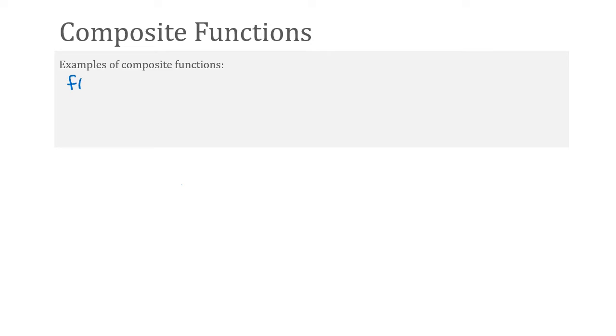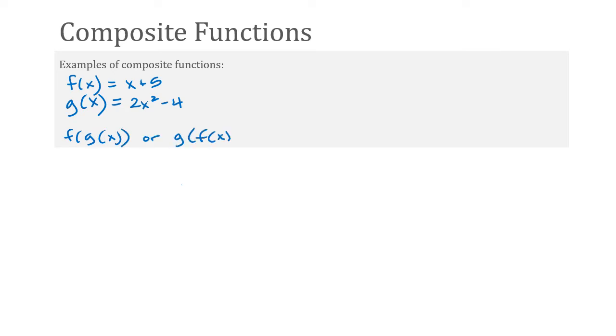Let's say you were given f of x equals x plus 5. And then you were given that g of x was equal to some other function, say 2x squared minus 4. You may have been asked to find the composite of these two functions as f of g of x, or maybe you were asked to find g of f of x. Depending on which you were asked, you were either inputting the g of x function into the f function, or you were inputting the f function into the g function.